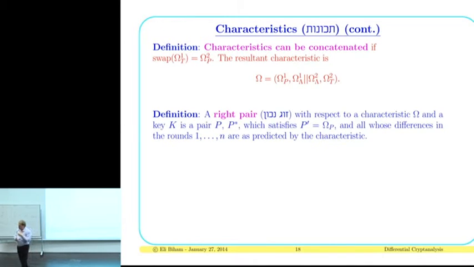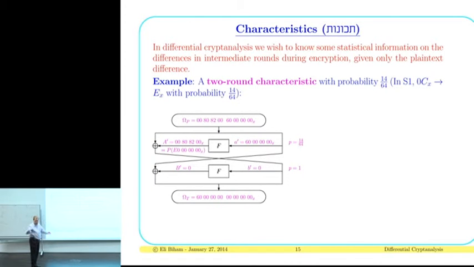Now, I also want to have the notation, the term right pair. A right pair will be a pair that follows all the differences in the characteristic. So if we go backwards here, a right pair will be a pair that has this difference in the plaintext, of course, that's how we start. This difference here, it's certain, it's the first round. This difference here, meaning 14 over 64, a ratio of 14 over 64 of all the pairs will have this difference. And once they have it, certainly they have the next round as well. So a right pair will be one that has all the differences here and here and here and here and everywhere, like in the characteristic. Actually, the probability of the characteristic is the probability that a random pair will be a right pair.